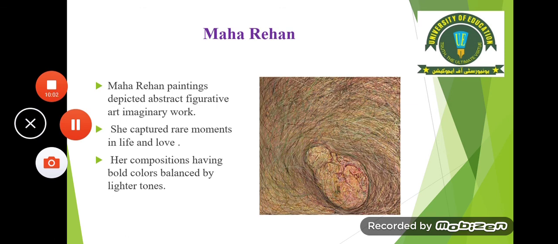Maha Rehan. Maha Rehan's paintings depicted abstract figurative art, imaginary work. She captured rare moments in life and love, her compositions having bold colors balanced by lighter tones. As you can see, she has used a figure of a newly born baby as a metaphor for life, and all these linear lines depict the various aspects of life, various phases of the life of a human being. So that's it.